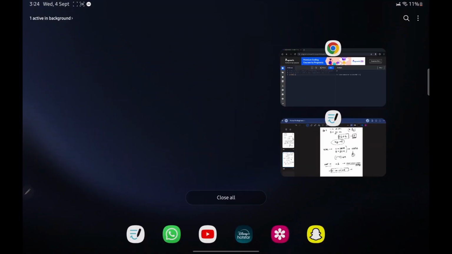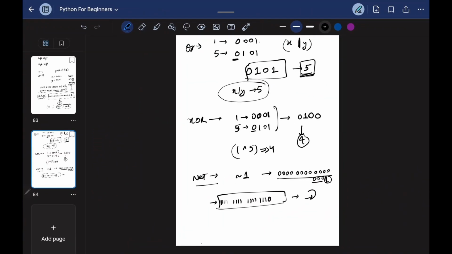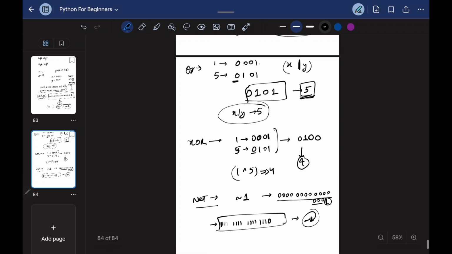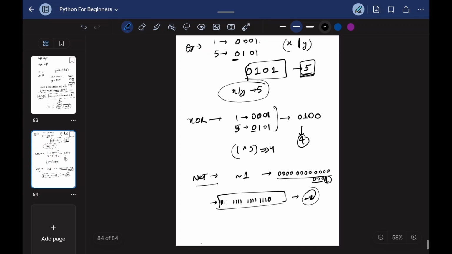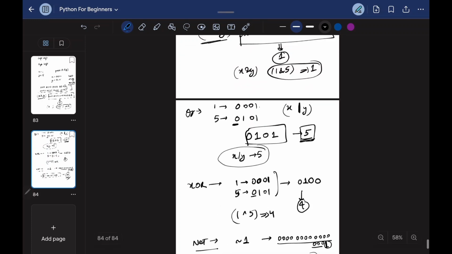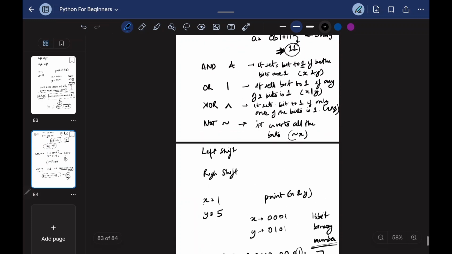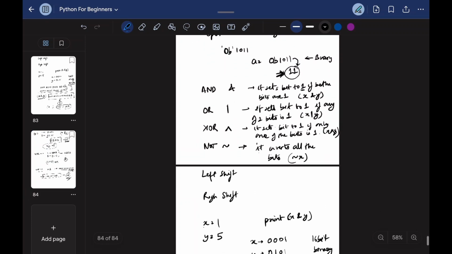Don't worry, there will be a complete series on the bitwise operators as well, or not a series but a few more videos ahead, so we can talk about the NOT operator more deeply. I think this lecture has gone on for quite some time.